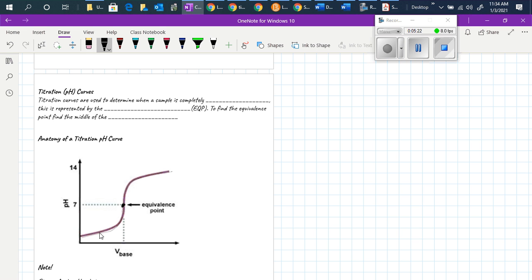A picture like this, a pH curve like this, is telling us that we have one inflection point, because the curve changes only once, which means that the acid or the base has one hydrogen or one hydroxide. Titration curves are used to determine when a sample is completely neutralized.